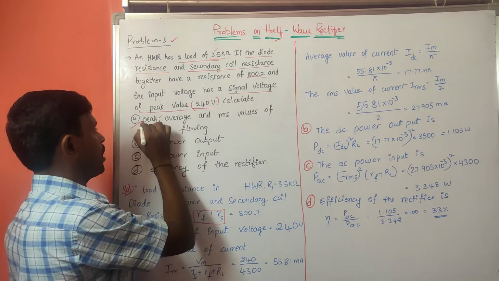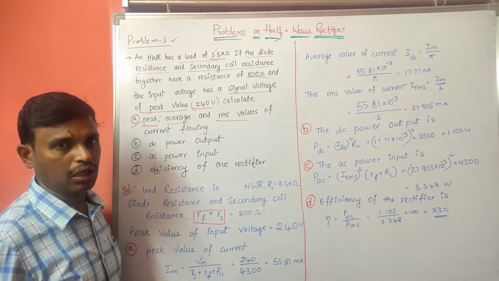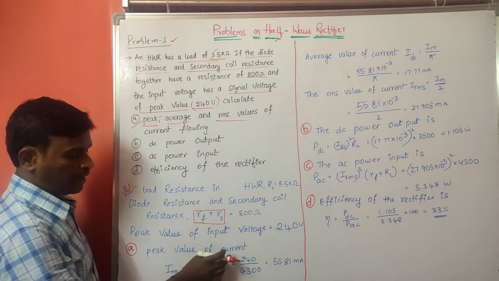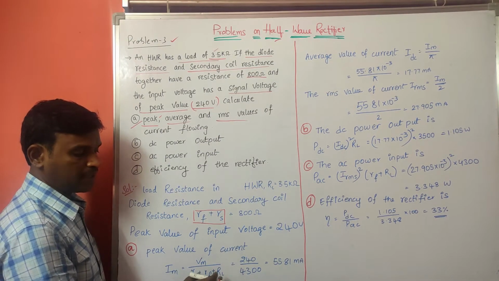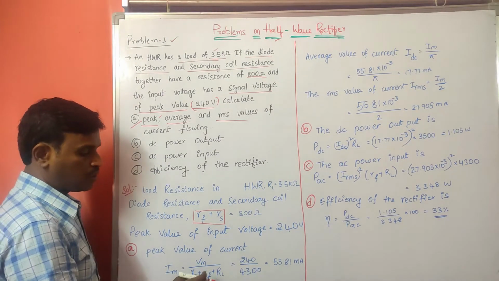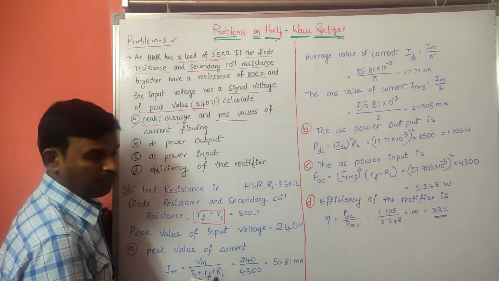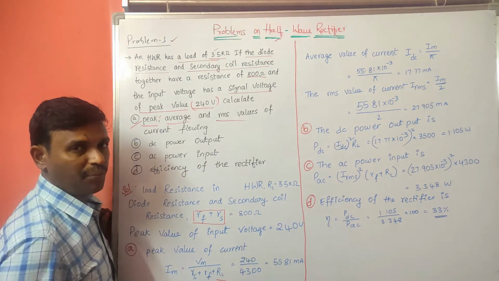The peak value of the current, or the average value of the current and the RMS value of the current, we have to calculate. The first one is the peak value. Peak value of current Im is equal to Vm by Rs plus Rf plus RL. So what is the value here? Im is equal to Vm by Rs plus Rf plus RL.